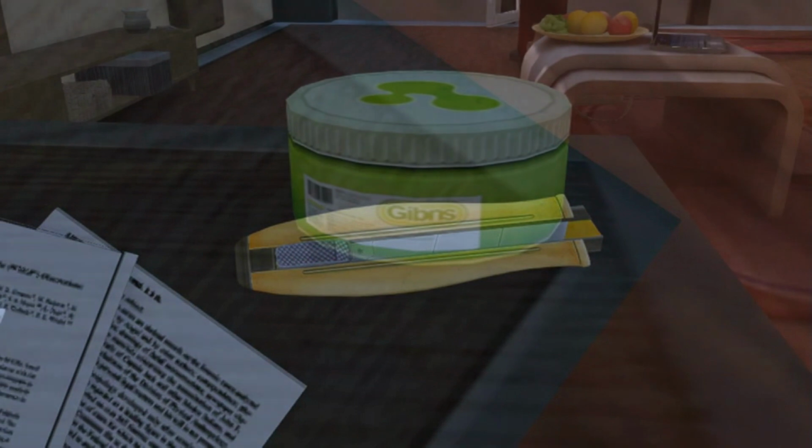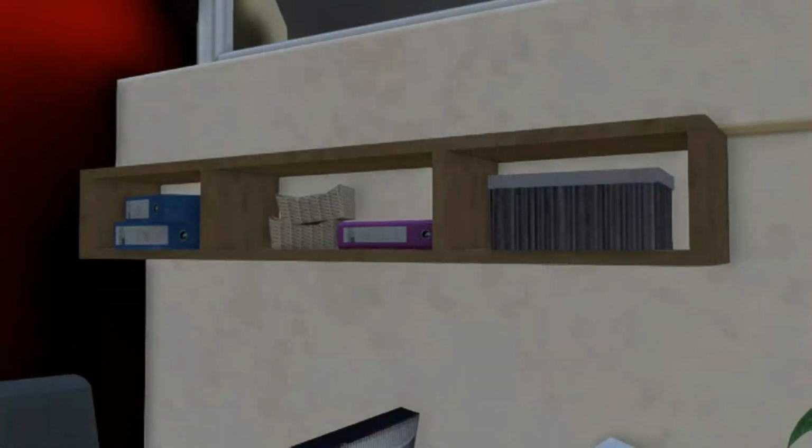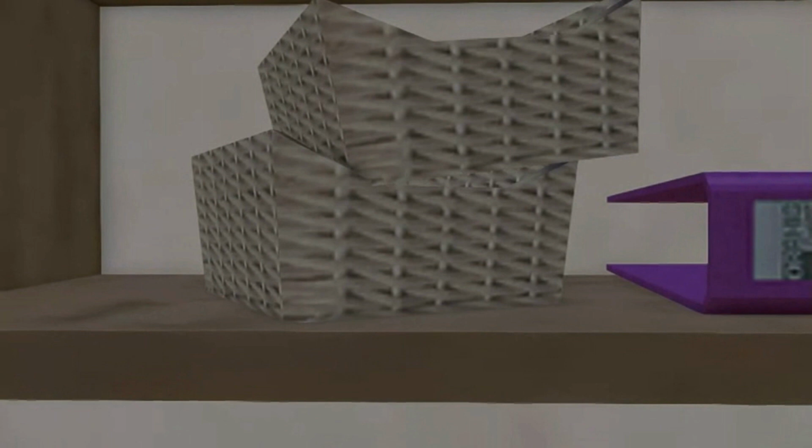This is a box cutter. This is a jar. These are boxes. These are shelves. The box is on the shelf. These baskets are on the shelf.